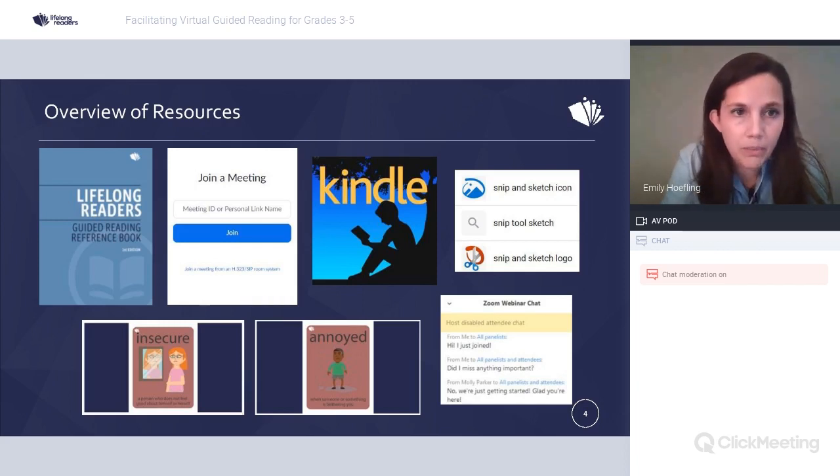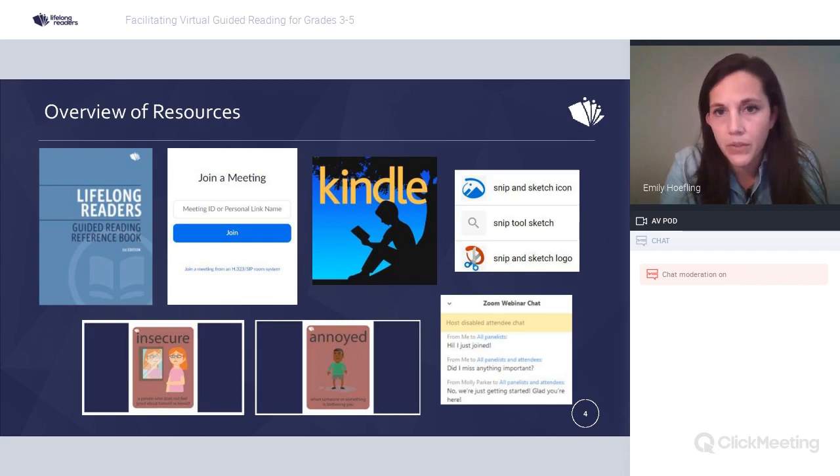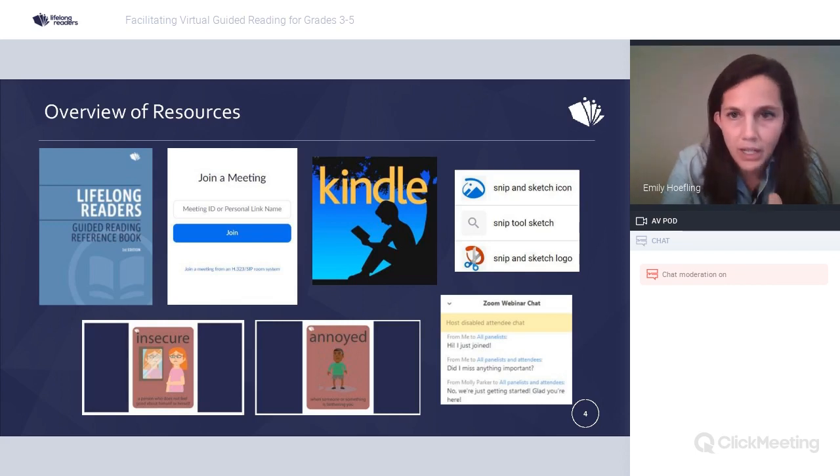Okay, so these are the resources that I was using with the two groups that I was teaching in grades 3 to 5. So still the reference book, still Zoom. Now I'm using Kindle. So I'm going into there, I've purchased the book, and I share my screen so that everybody can see the book there. I'm using any sort of snip tool, because you'll see that we'll snip the evidence and put it into the response rather than having a child have to write it out or say it every time.